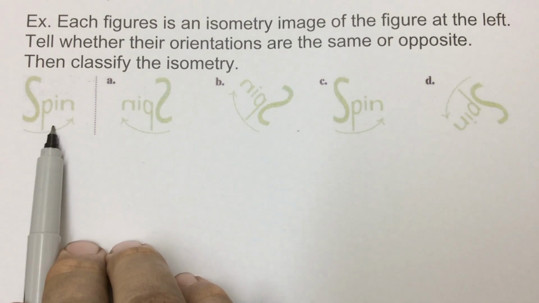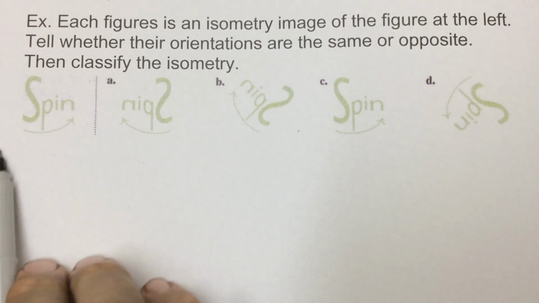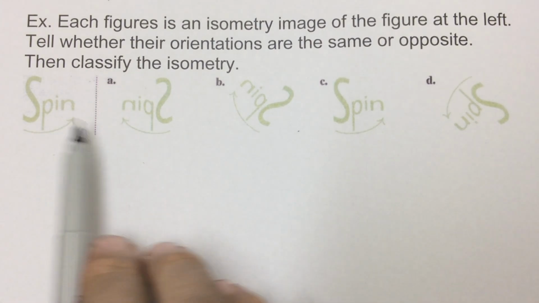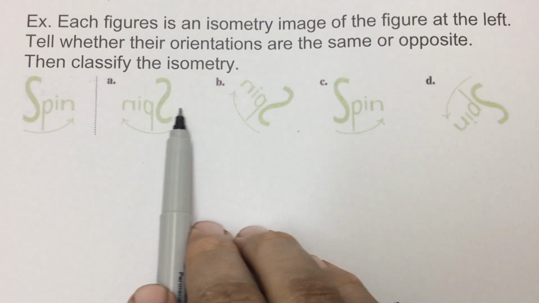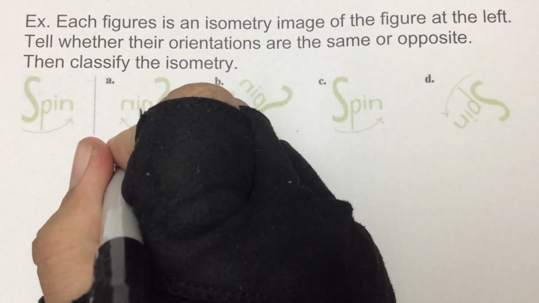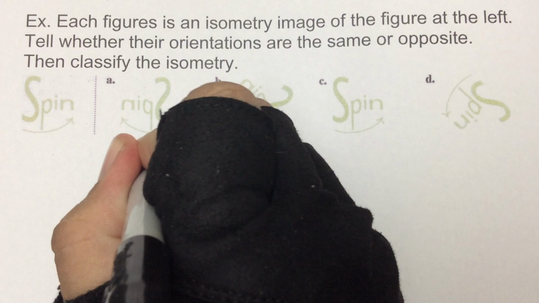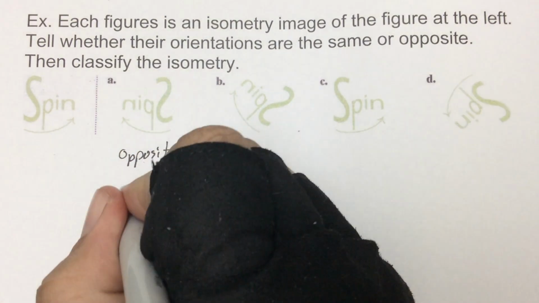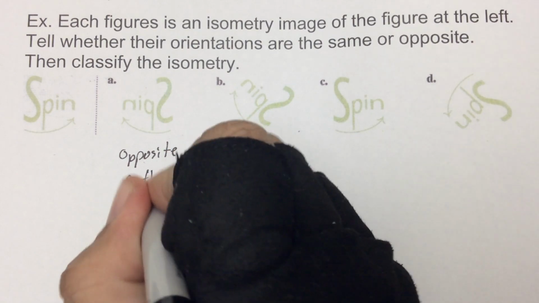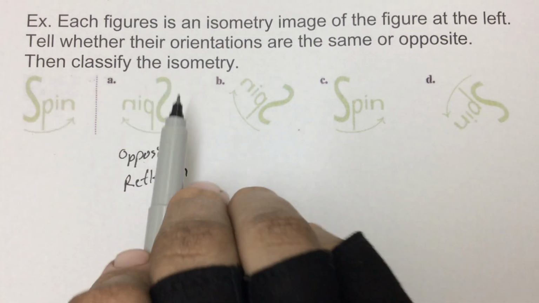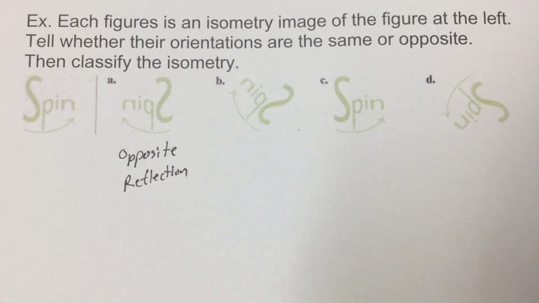So here we have spin, just how you normally see it with the arrow on the bottom. If you think about it, this acts as our line of reflection, and we're flipping it over, so now we're the opposite way, and we're pointing that opposite way. So this would be an opposite as far as the orientation goes, and this would be a reflection. So all we're doing is we're just taking it and we're flipping it over, and we have our mirror image.